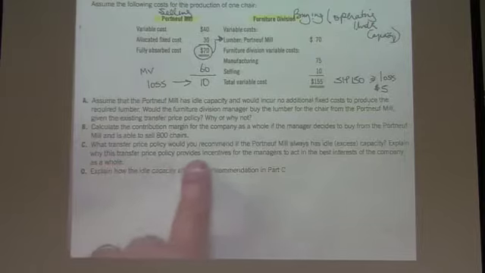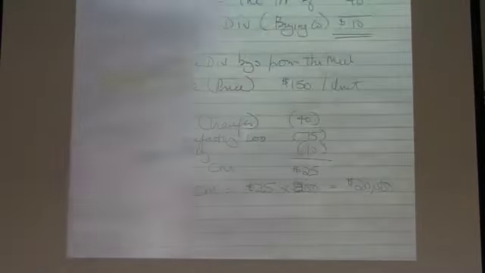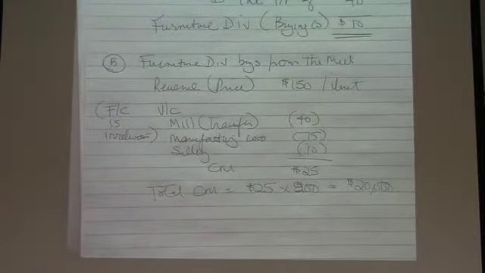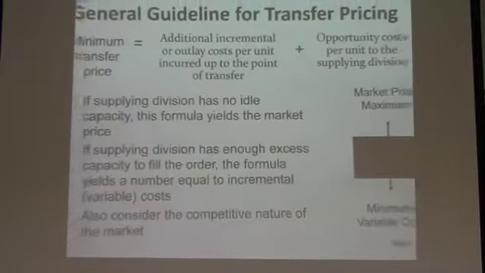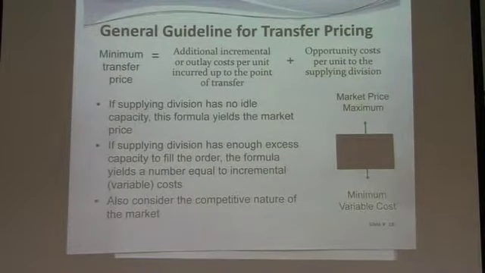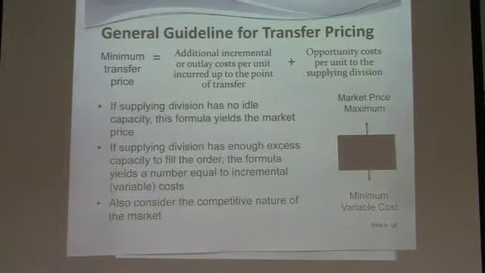Explain why this transfer policy provides incentive for managers to act in the best interest as a whole. So let's look at that page in your lecture notes. The guideline says, if you do have idle capacity, then you need to set the minimum transfer price at the variable cost, which is what we call the additional incremental or outlay cost per unit incurred up to the point of transfer.